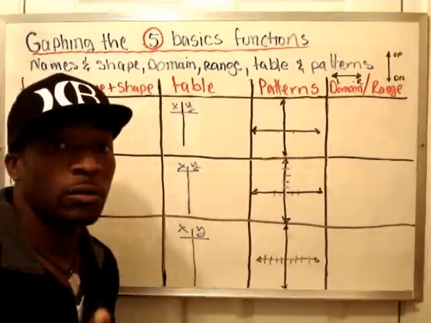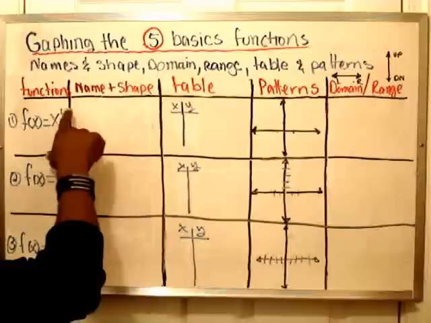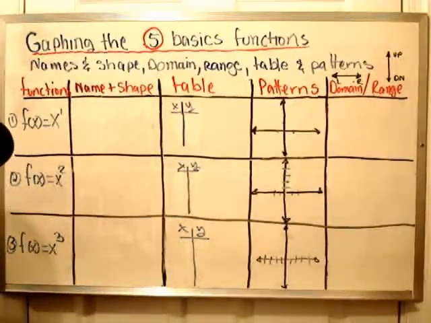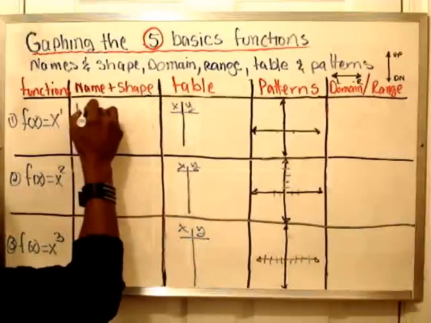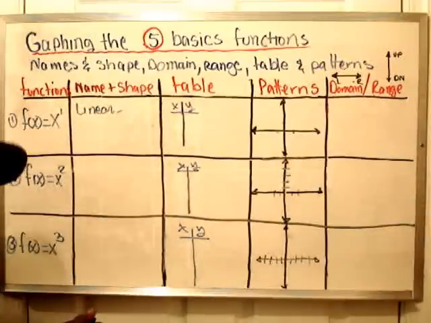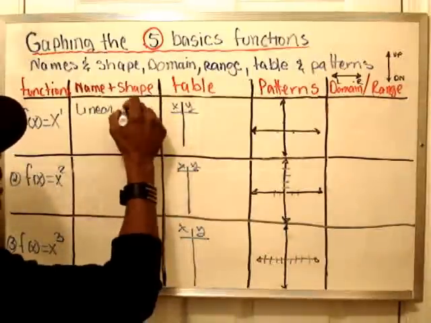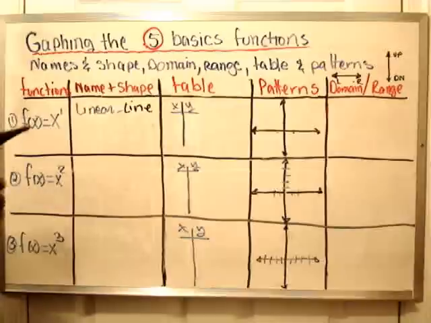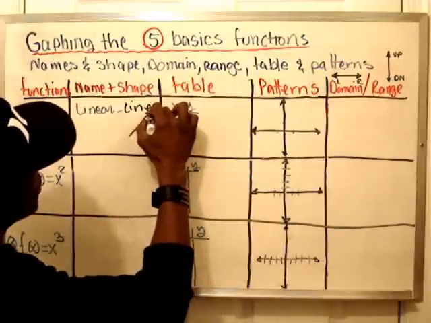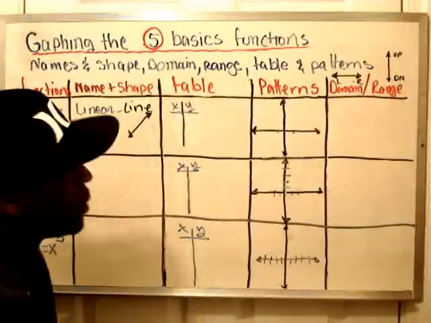We have the first function, which we call the linear function. It starts with the exponent 1. The linear function basically means a line. So we have a line function, and that line function looks like this. This one is a positive one.